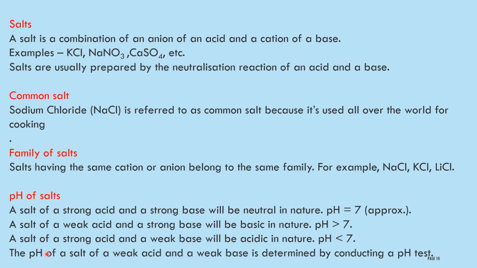And if you get a salt that is a combination of a strong acid and a weak base, then the nature of the salt is acidic. Then the pH will be less than 7. A pH less than 7 indicates the salt is acidic in nature.